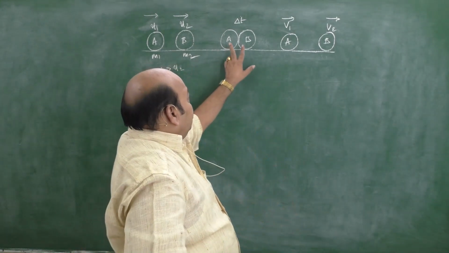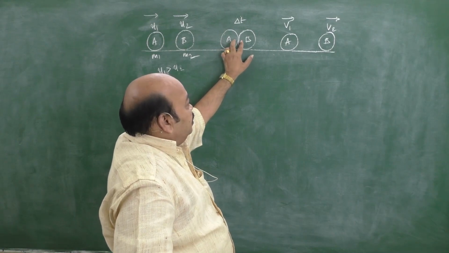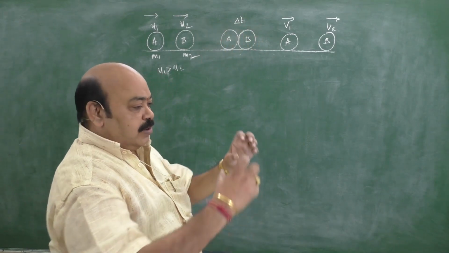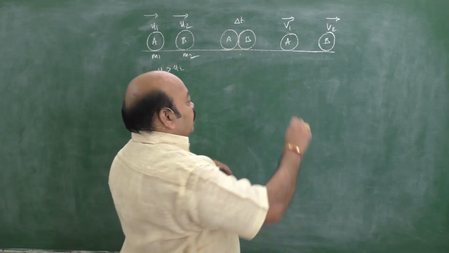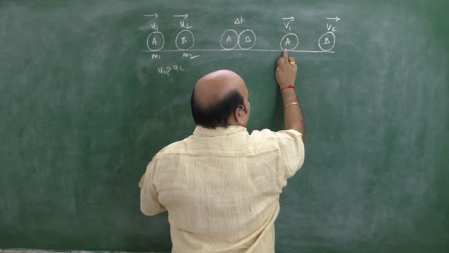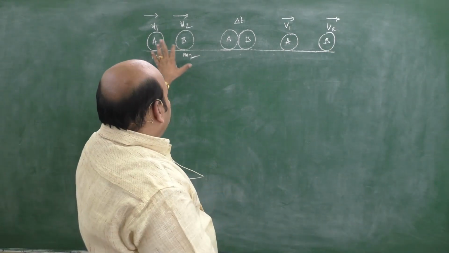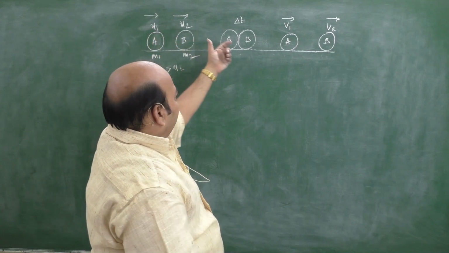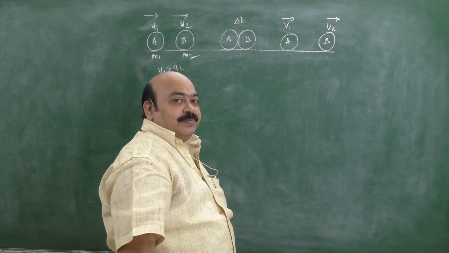After some time, these two collide, and the force of contact between these two exists for a small interval of time, delta t. Delta t is the contacting time between the spheres A and B. After collision, consider these two are moving in the same direction along the same line with velocities v1 and v2 respectively. I think you are clear now. Simply speaking, u1, u2 are the initial velocities. After collision, they are moving with v1 and v2 velocities along the same straight line.